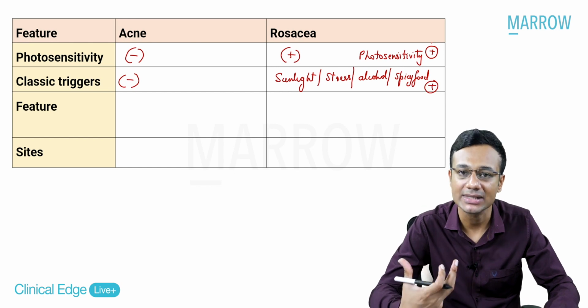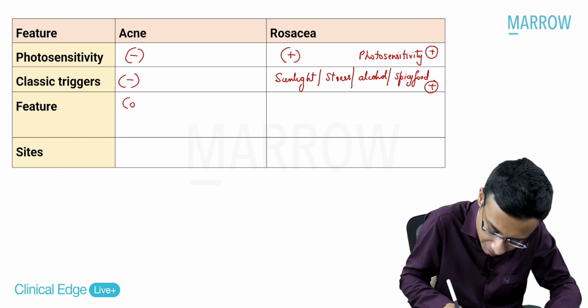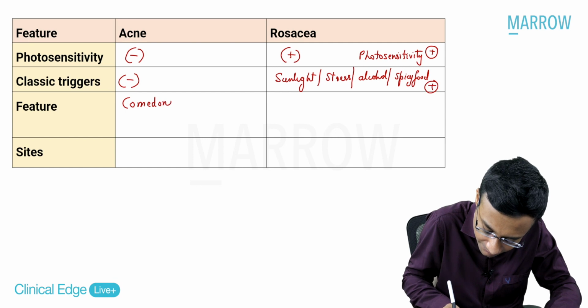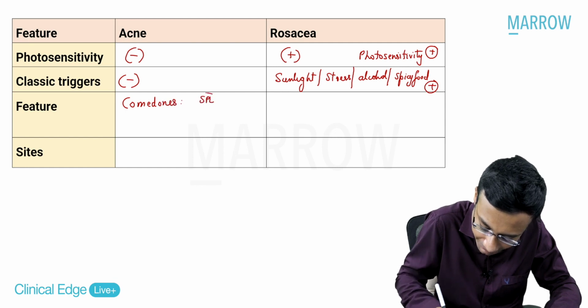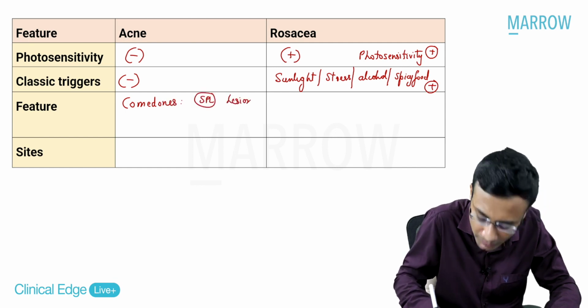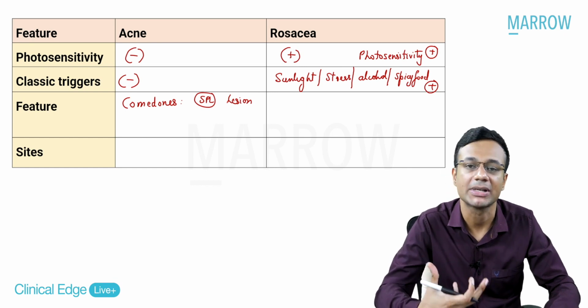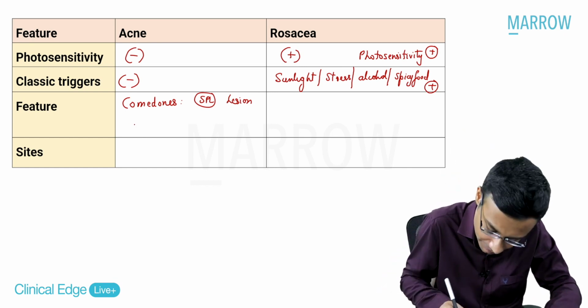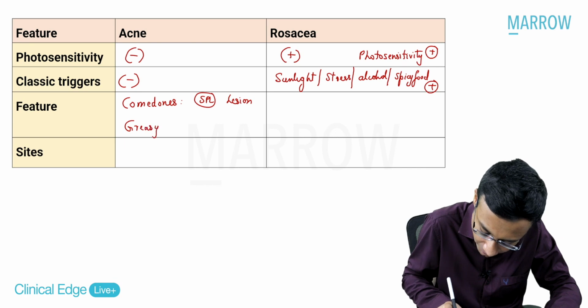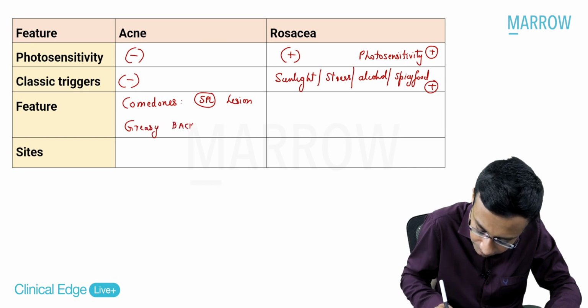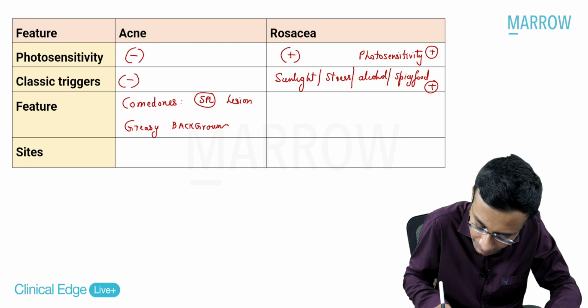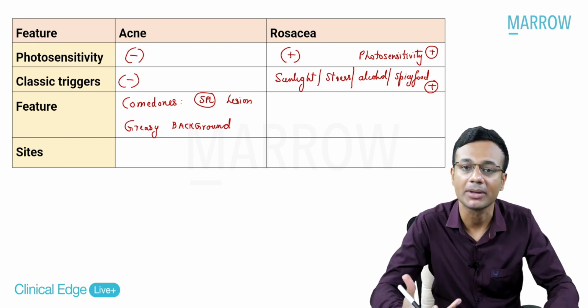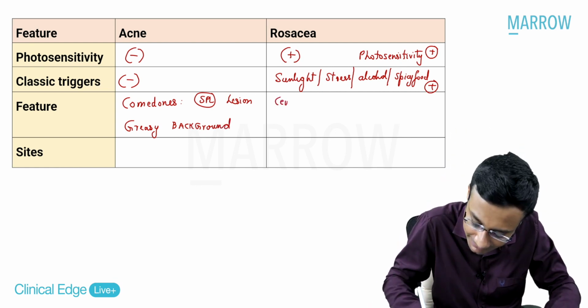Now, how will I diagnose acne? So acne, the classical lesion of acne is going to be comedones, the special lesion of acne. And usually the patient's skin in a patient of acne is going to be greasy. So the background is generally greasy background or an oily background of the skin. When I'm thinking of rosacea, three important points come to my mind. Number one, centrofacial erythema.